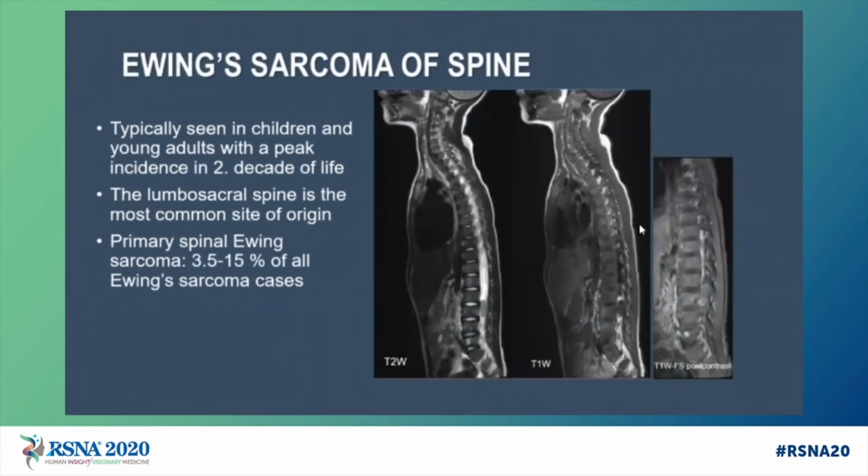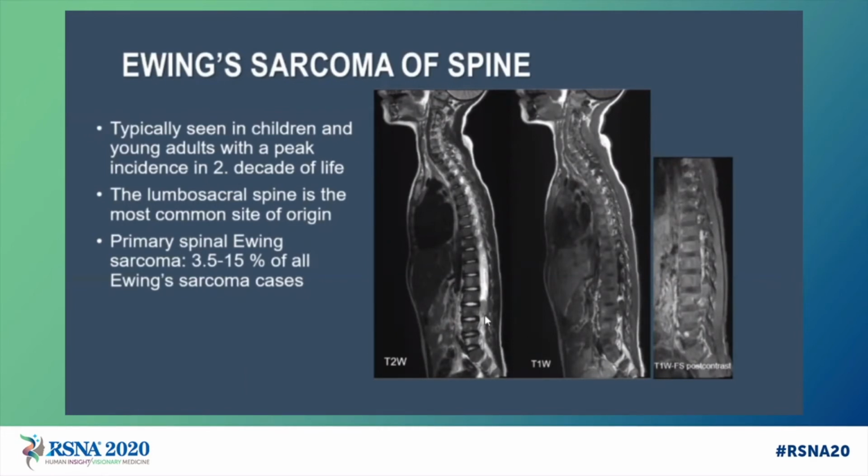Ewing's sarcoma of spine is typically seen in children and young adults with a peak incidence in 2nd decade of life. Lumbosacral spine is the most common site of origin. And although later in disease, a lot of patients would get metastatic disease to spine, the primary spinal disease is rare, in approximately 3.5 to 15% of all cases. And they tend to be aggressive.